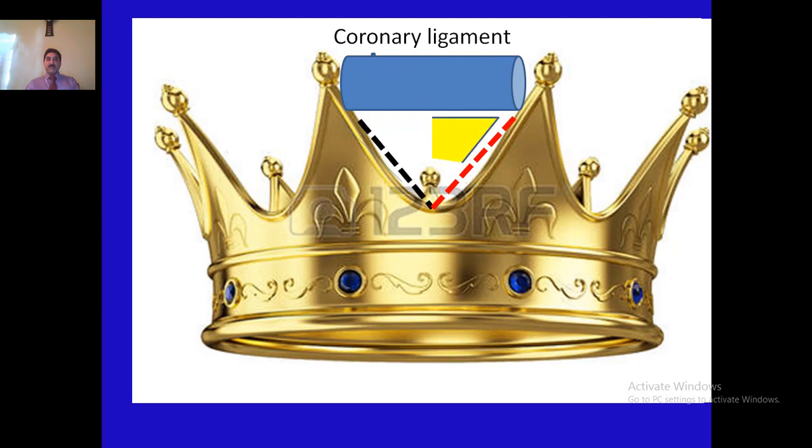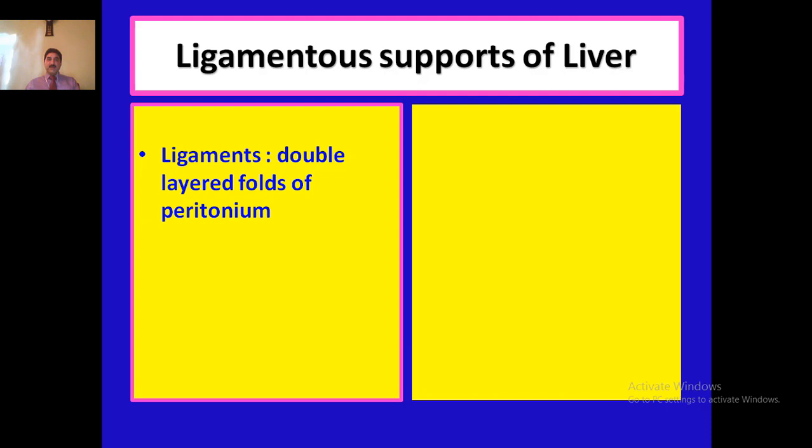The black dotted line represents the inferior layer of the coronary ligament, and this bluish area represents the groove for the inferior vena cava. Between these three structures we have the bare area of the liver, which is the largest bare area of the liver. The other bare areas of the liver are the porta hepatis, the groove for ligamentum venosum, the groove for ligamentum teres, and the gallbladder fossa.